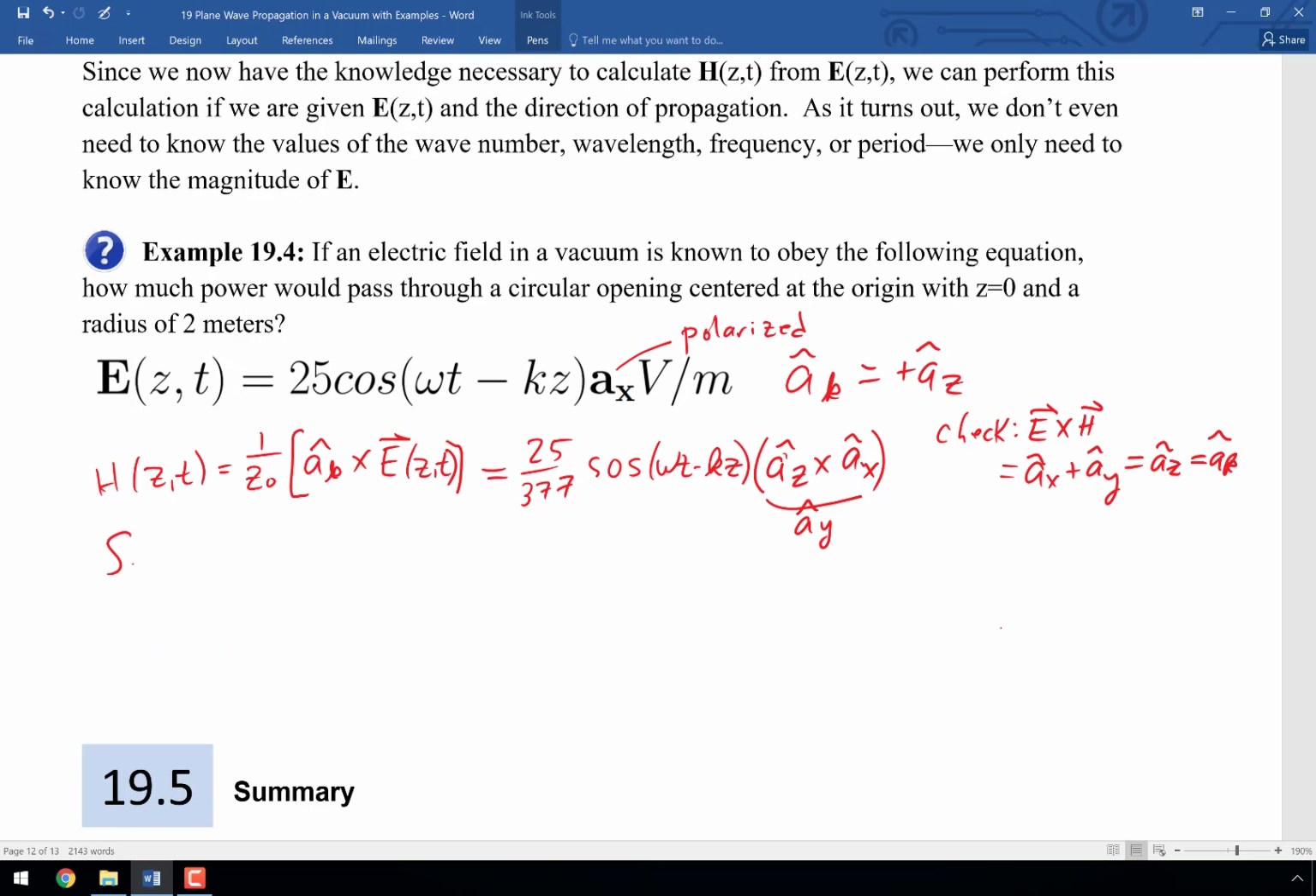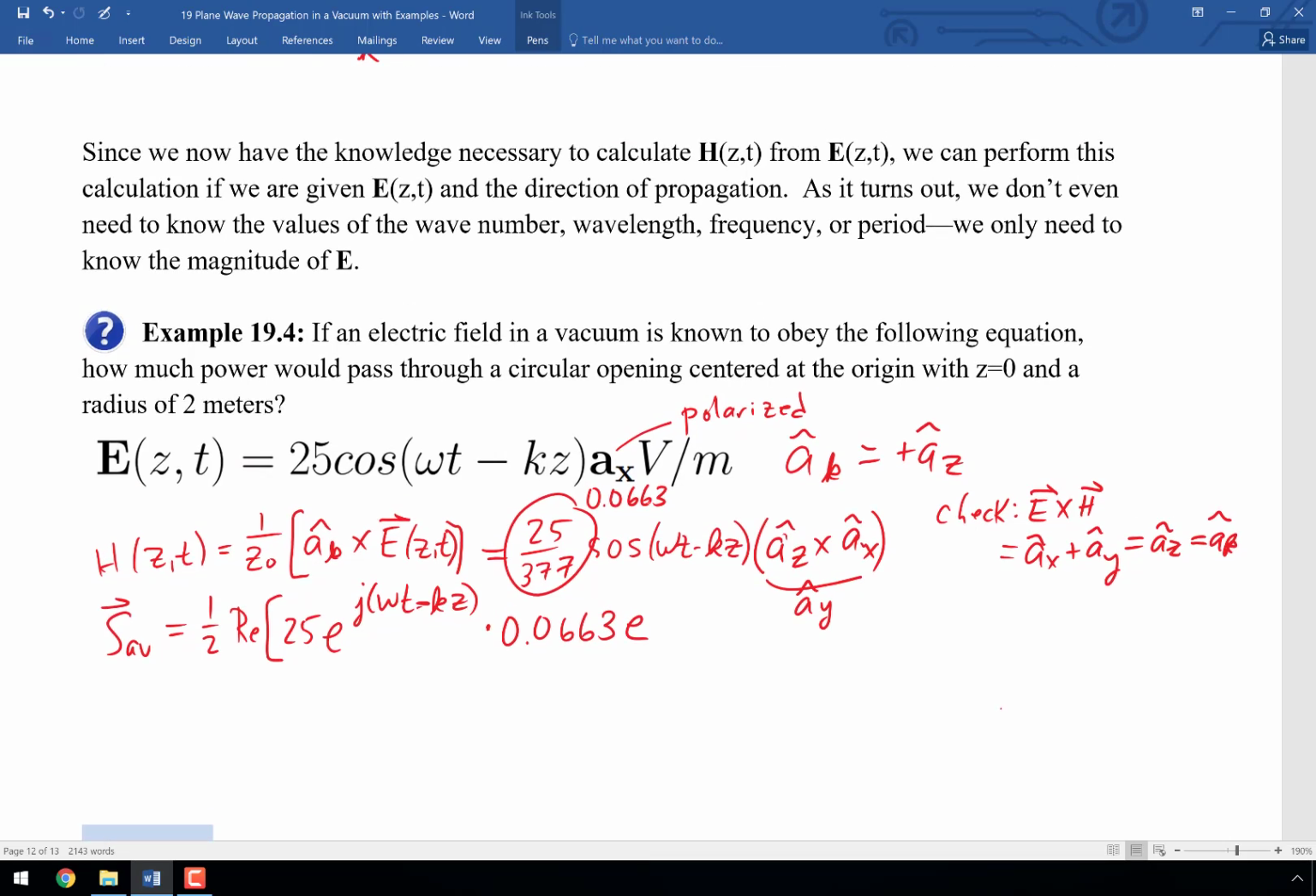So let's calculate the average Poynting vector, and remember that anytime you're working with sinusoids, the average is going to be over at least one cycle, so that's where the 1/2 comes from. 1/2 times the real part of 25, and now I am going to put them into complex exponential form for a reason that's about to become very clear. e to the j omega t minus kz, and that's going to be multiplied by 0.0663. And then don't forget that the Poynting vector has to have H with an asterisk.